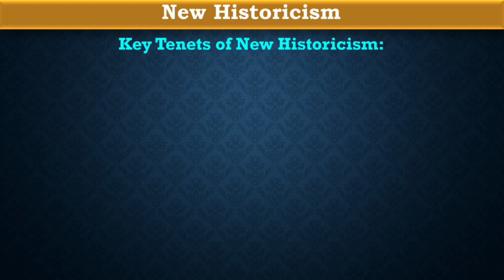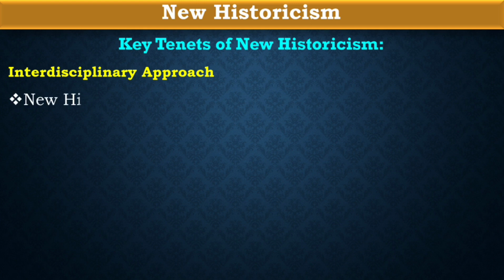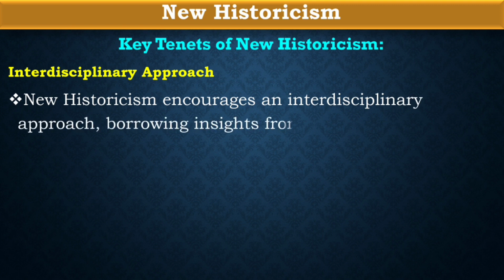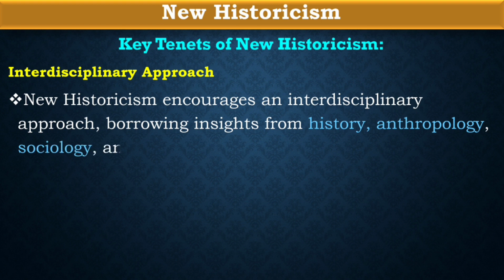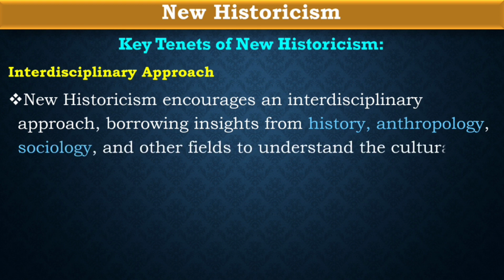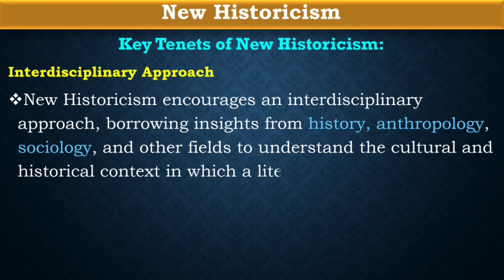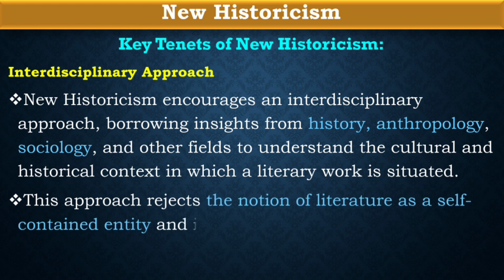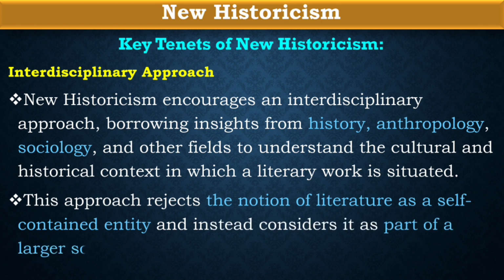Key tenets of new historicism. Interdisciplinary approach. New historicism encourages an interdisciplinary approach, borrowing insights from history, anthropology, sociology, and other fields to understand the cultural and historical context in which a literary work is situated. This approach rejects the notion of literature as a self-contained entity and instead considers it as part of a larger socio-historical framework.